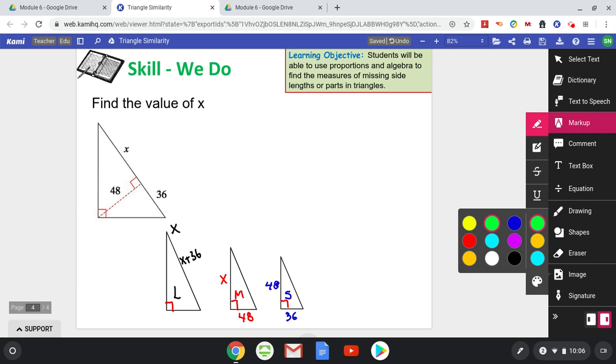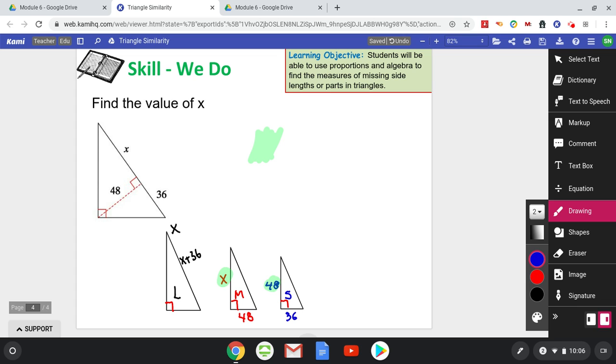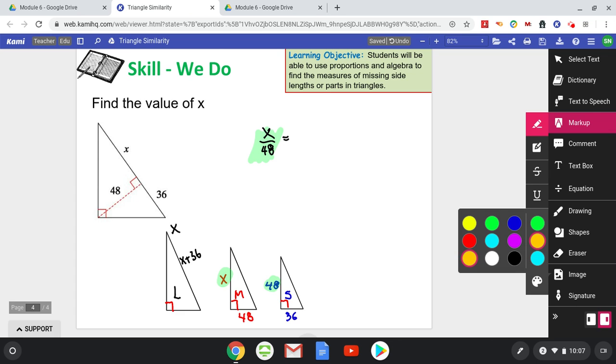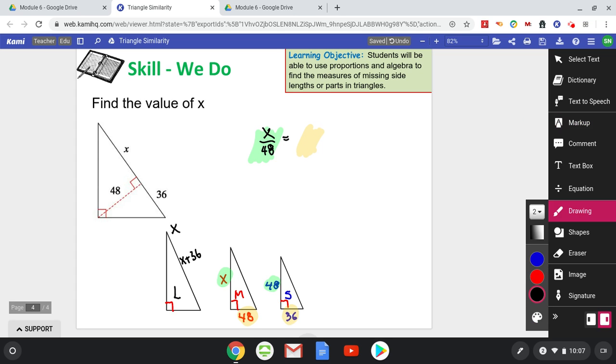The first ratio will be the x, which is the measurement of the long side, over the measurement of the long side on the small triangle. That will give us our first ratio. That's going to be x over 48. This will be equal to, now we have to look at the other side that we have. We have the smallest side on the medium triangle and the smallest side on the small triangle. That will give us our second ratio highlighted in orange. Start by putting the 48 over 36.